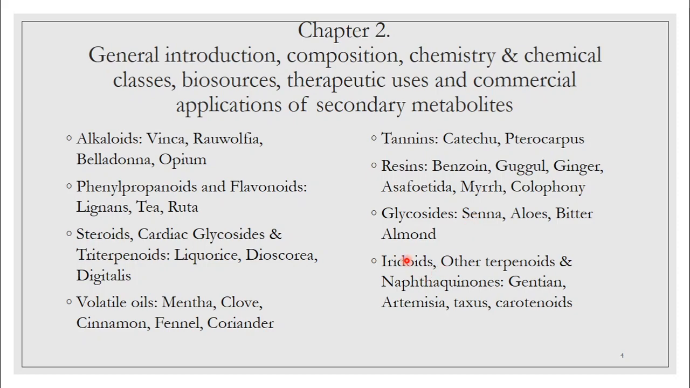Now last, iridoid. Iridoids are a type of monoterpenoids in the general form of cyclopentanopyran. Cyclopentanopyran आपको याद रखना है iridoid के लिए. और terpenoids, as I already told, derivatives of terpenes, and naphthaquinones, तो उसका chemical class दे दिया है, naphthaquinones.